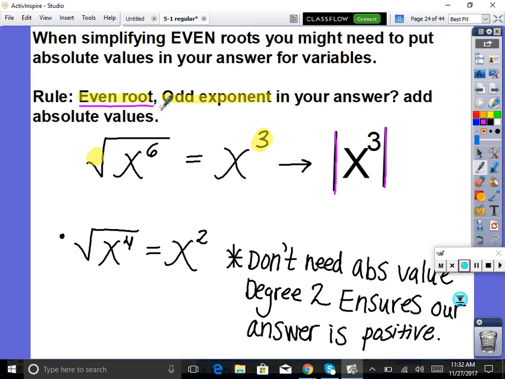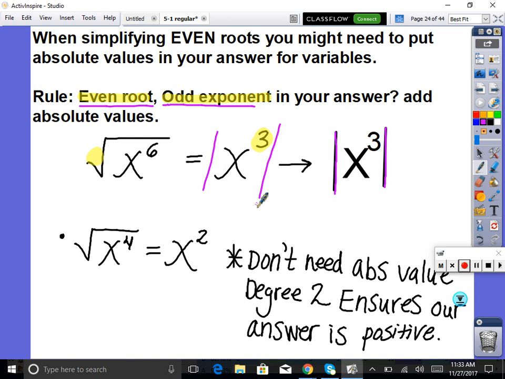So if you have an even root and your answer comes out to have an odd exponent, such as right here, the square root was an even root. It's simplified to be x to the third, which is an odd exponent. You would need to add absolute values on your answer. That is the only time. I'll explain why in just a second. Did you write that down for yourself? That's the only time in that exact order. Even root, your answer simplifies to have an odd exponent, so you need absolute values.